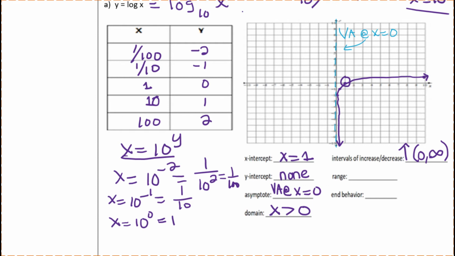So it's increasing basically for positive numbers is what it's saying. All right. What about the range? Well, the range is all real numbers since we have all the negative values for y and we have all the positive values for y since it's increasing from bottom to top. So the range is all real numbers.